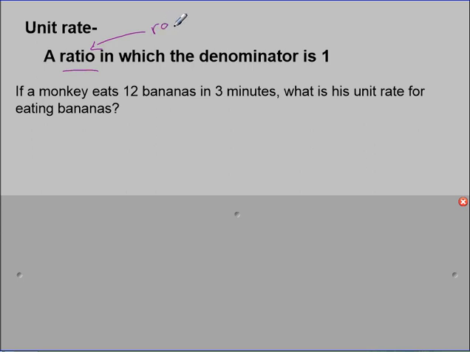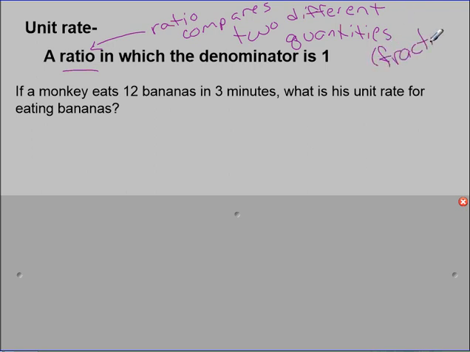A ratio is something that compares two different quantities. Different quantities. So two numbers. It might be miles per hour. It might be cans of soda you get for $3.49. It could be anything. It just has to be a comparison of two different quantities. And we frequently write ratios as fractions. Okay, a couple important things to remember from way back when you were a couple grades ago.